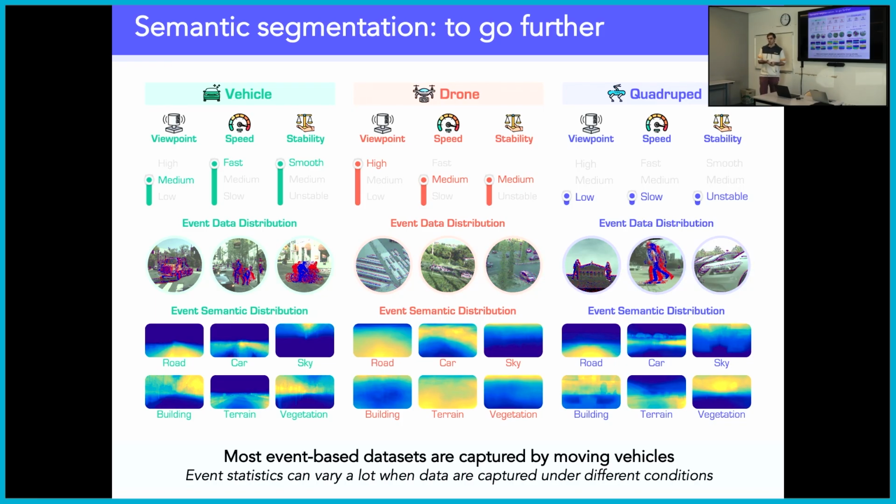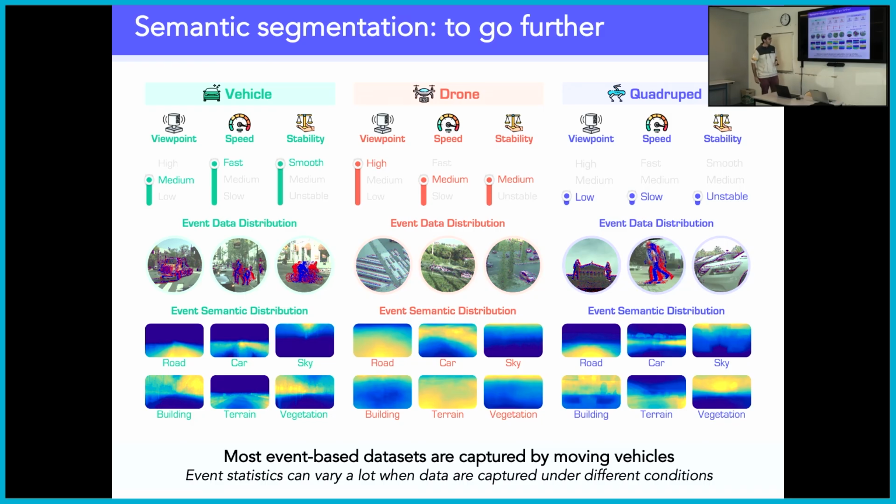The idea here is just that event data can change a lot depending on what system is used to capture this data. What you can see here are data captured by an event-based camera on a car, on a drone, and on a quadruped. These are different exemplars, and because the point of view is different between these scenarios, the nature of the data, the statistics of the data, change a lot. And here you have the heat maps in yellow. These are the spikes that are the most frequent in this data, and you can see that they change a lot from one vehicle or one point of view to the other.